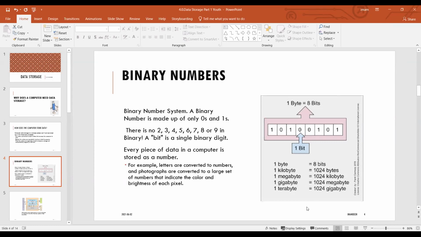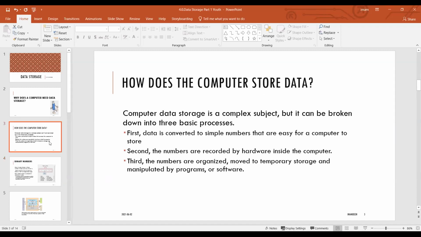If you type binary number digits, you can get it on the internet. Okay, students, so you write this down. This is very important. You can take it.